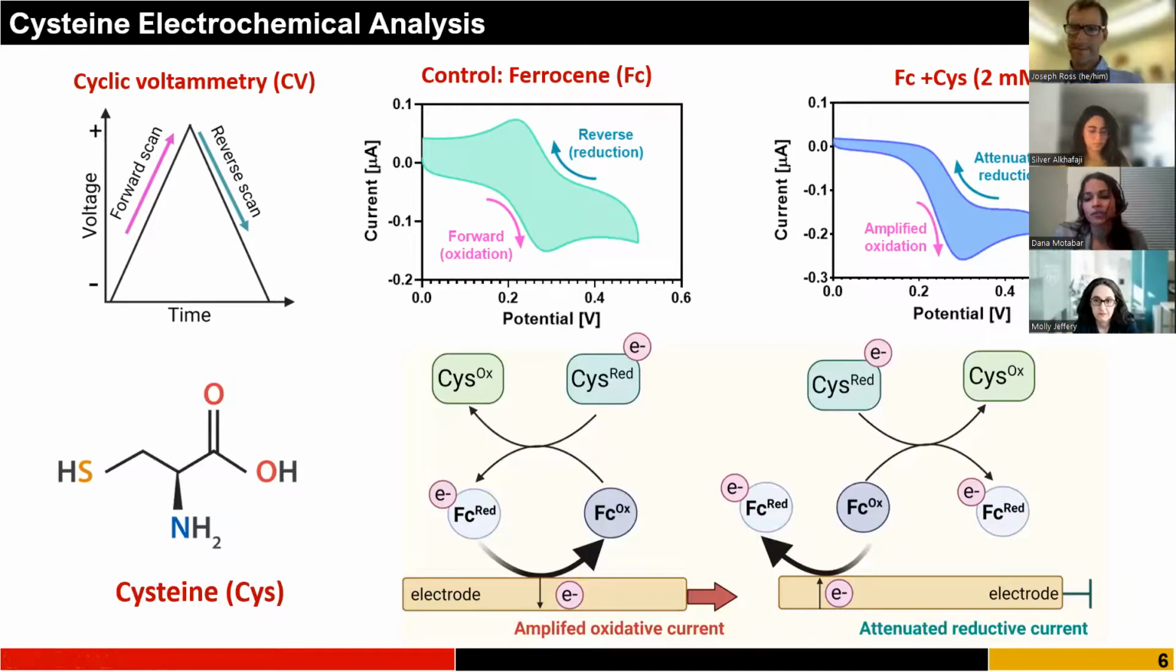And the explanation for that change is shown in the schematic here at the bottom. So on the left, you see your mediator ferrocene. We oxidize it with the electrode. And then what happens is it redox cycles with your amino acid, which is what leads to that amplification of that oxidative peak. And conversely, for reduction, since there will be less of that oxidized mediator, you're going to get an attenuation in your reductive peak at the top.